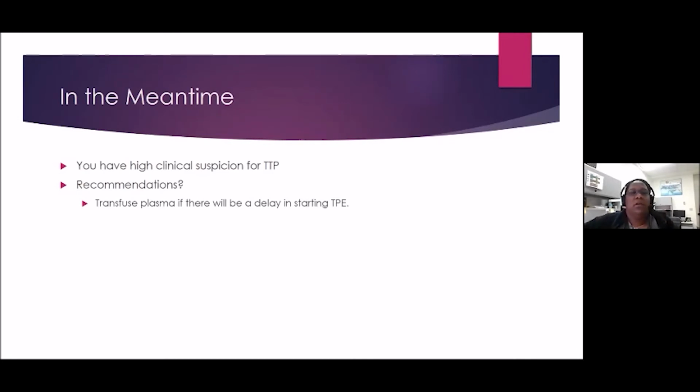So 1, if there's going to be a delay in starting plasma exchange, let's say the patient has to be transferred from an outside hospital, I would ask the team at the transferring hospital to transfuse plasma before they send the patient. If that is not possible, I would have the patient transfused once they arrive. Do not transfuse platelets unless there is significant bleeding, because when you're adding more platelets, they're just going to get caught up in the microvasculature, and you're going to exacerbate your problem of tissue ischemia.